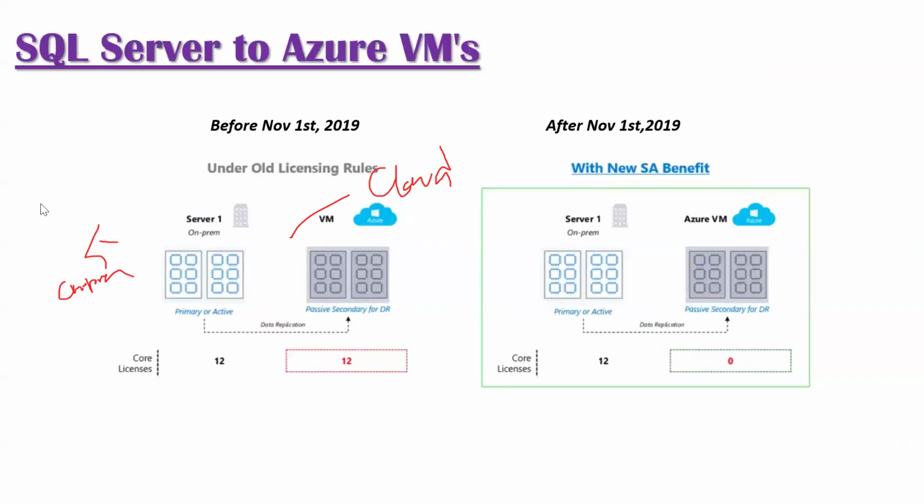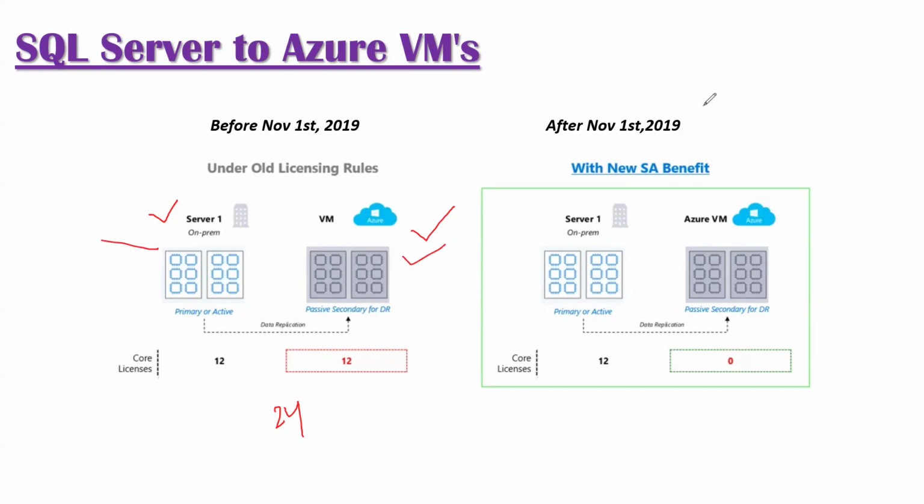Now see what we are going to learn first. When one server is hosted on-prem and one server is hosted in the cloud, till November 1st, 2019, you are going to pay for 24 cores. Oh my God. So Microsoft is going to charge for the VM hosted on-prem and the VM hosted in the cloud. Microsoft is going to charge for both.